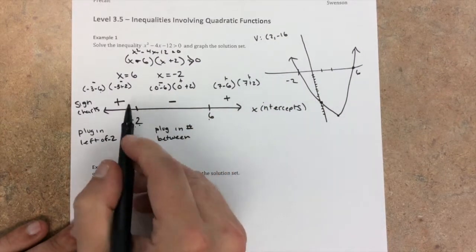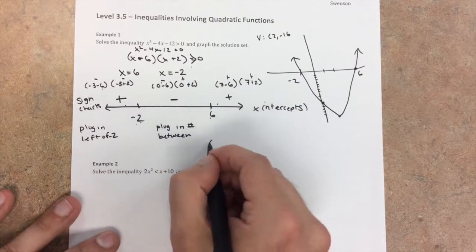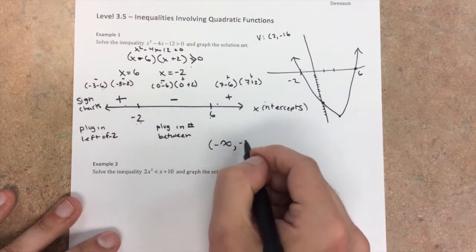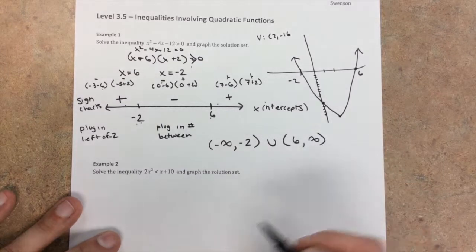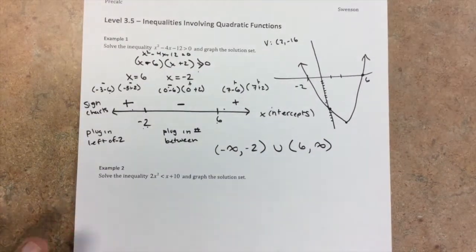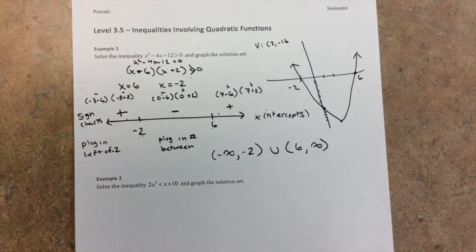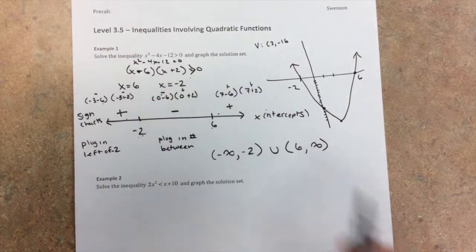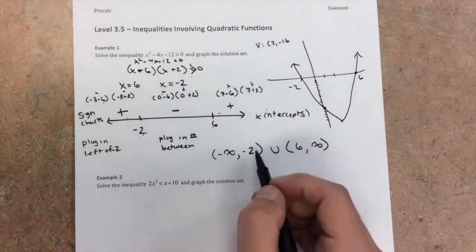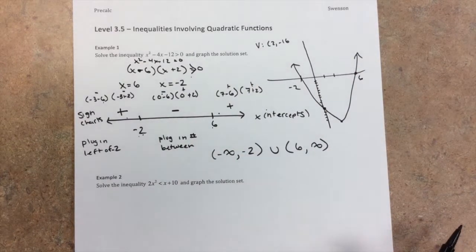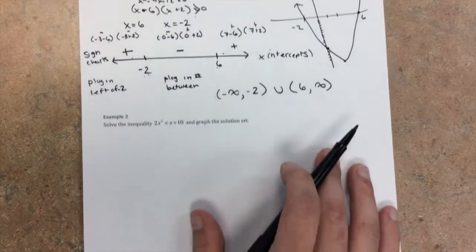So all I want to know is where are these positive? So I'm positive to the left of negative 2 and to the right of 6. So negative infinity to negative 2 and 6 to infinity. If I changed my inequality here, then I'd have something different. So if this was less than or equal to, then I'd have brackets. Okay? If I was less than I'd be on the inside. So I'd have something different written.